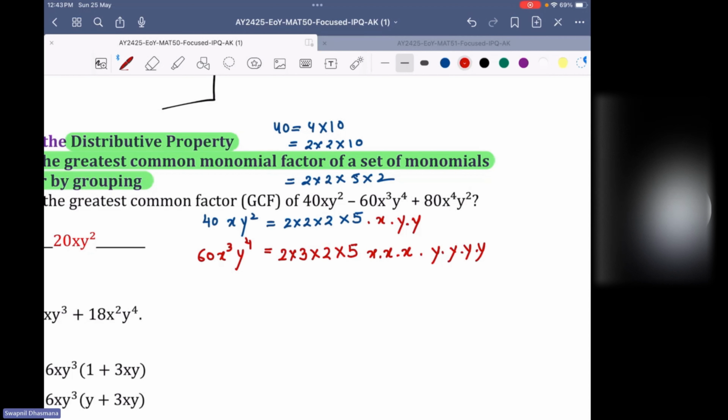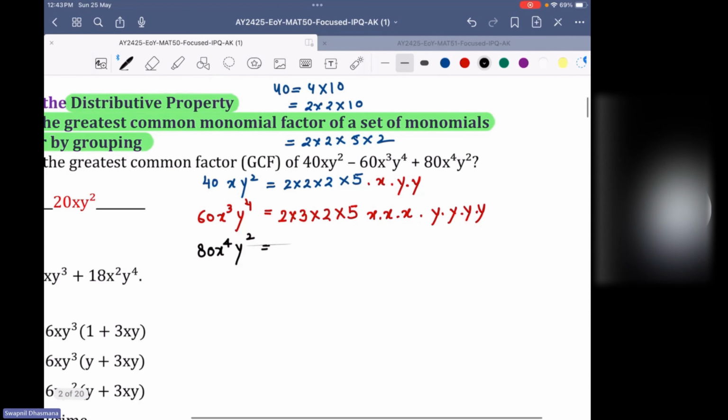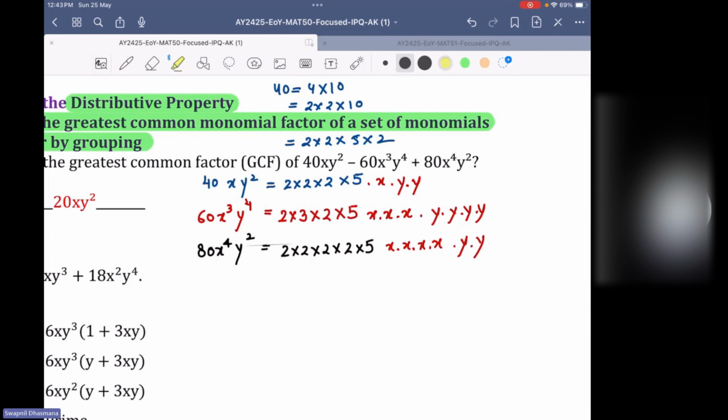Then the last one, which is AT, x4, y2. AT can be written as 2 times 2 times 2 times 2 times 5. And there are 4 x's and there are 2 y's. Now let's see what is same between all these.